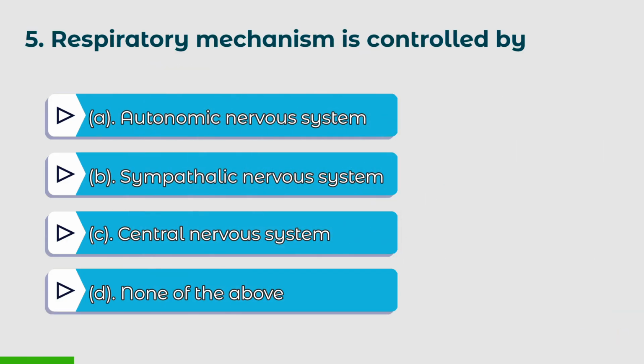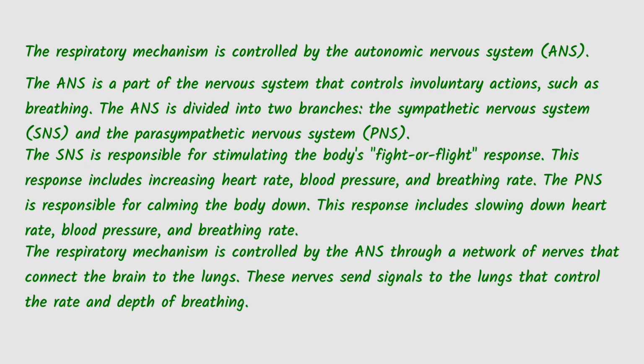Fifth question, the respiratory mechanism is controlled by: Options: A. Autonomic nervous system, B. Sympathetic nervous system, C. Central nervous system, D. None of the above. The right answer is A. Autonomic nervous system. The respiratory mechanism is controlled by the autonomic nervous system (ANS). The ANS is a part of the nervous system that controls involuntary actions such as breathing. The ANS is divided into two branches, the sympathetic nervous system SNS and the parasympathetic nervous system PNS.